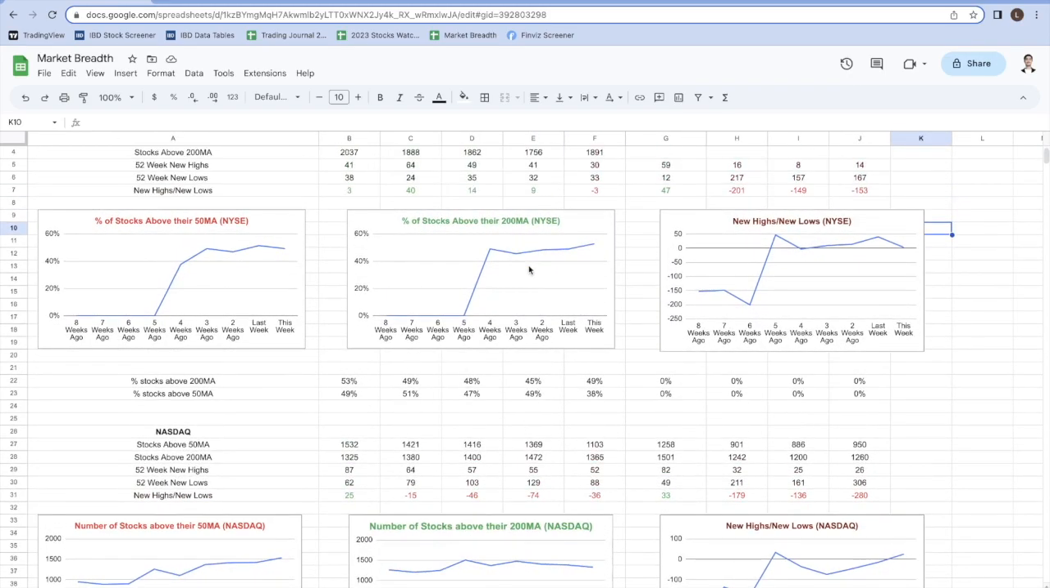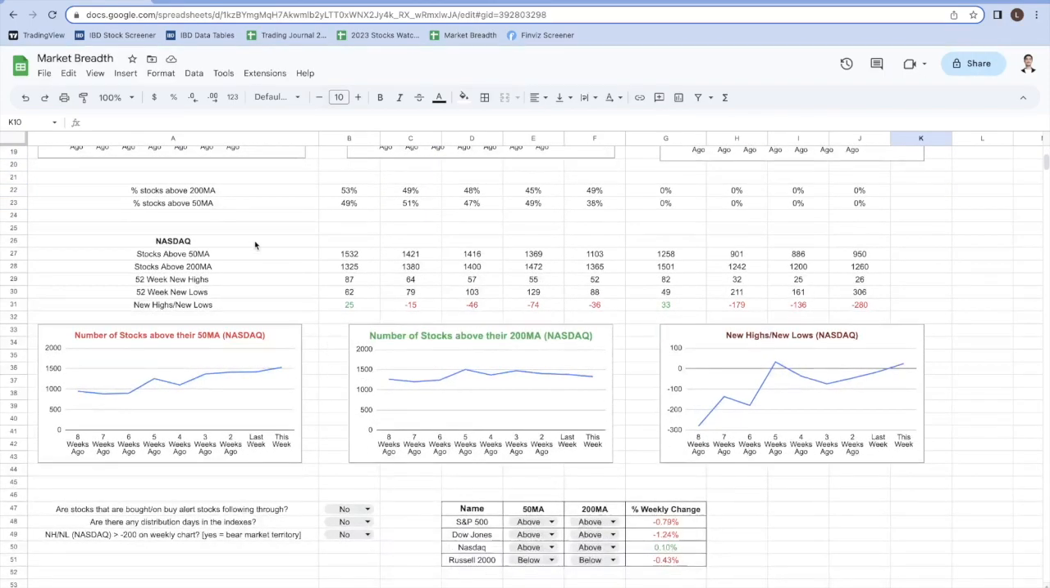So that's for the NYSE. You can see also over here the percentage of stocks above the 200-day moving average and above the 50-day moving average. Right now we are hovering at the halfway level. It's a positive sign, but we can still see improvement from it.